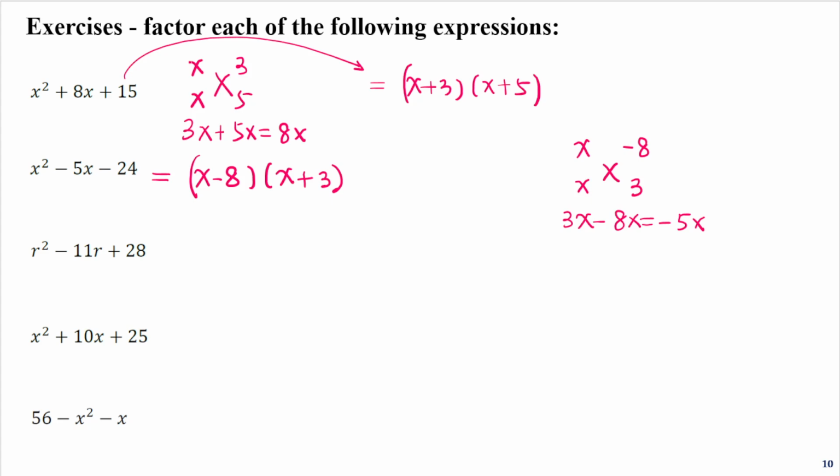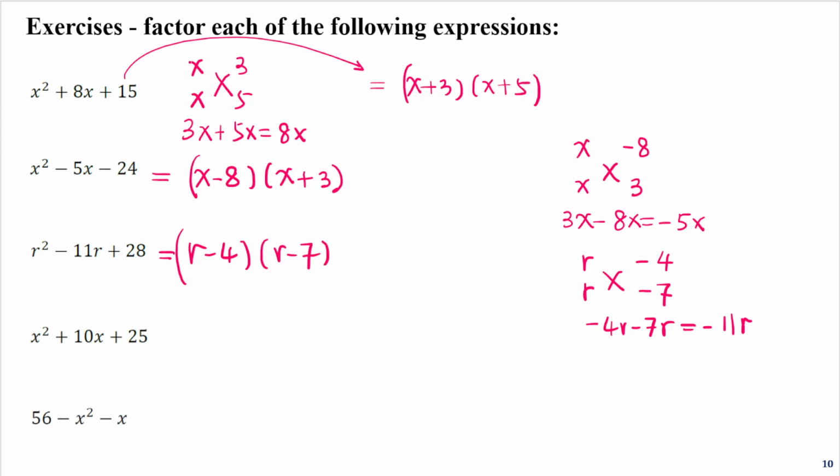The next one, r squared can be factorized to r by r. 28 can be factorized to, well, we have 4 by 7, right? But we want negative 11 here, so we need to factorize 28 to negative 4 by negative 7. In that way, we have negative 4r minus 7r, which equals negative 11r. And this equals r minus 4 times r minus 7.